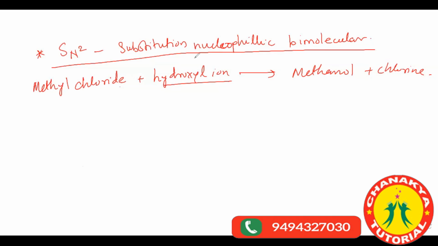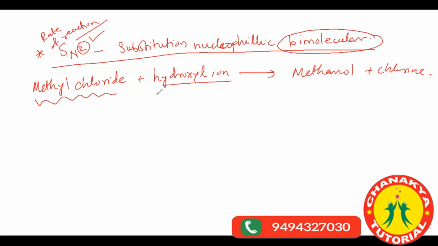This reaction is called an SN2 reaction. Why is it SN2? It's not because it attacks from the backside of the substrate. This 2 is related to the rate of reaction. Why? Because the rate of reaction depends upon both the substrate, methyl chloride, as well as your hydroxyl ion. And because of that, it is a second order reaction, and hence it is bimolecular, though it follows only a single step.